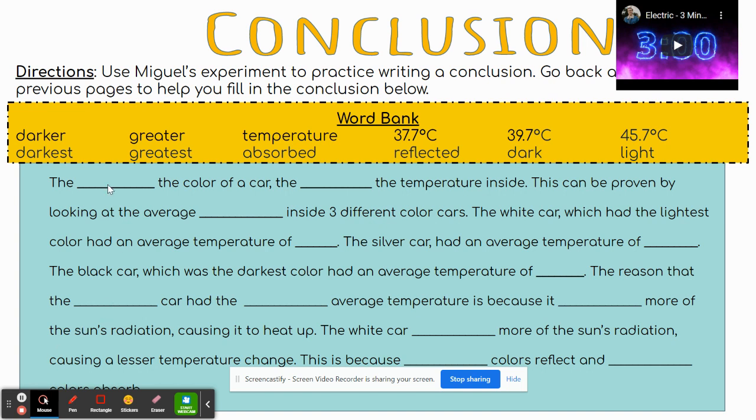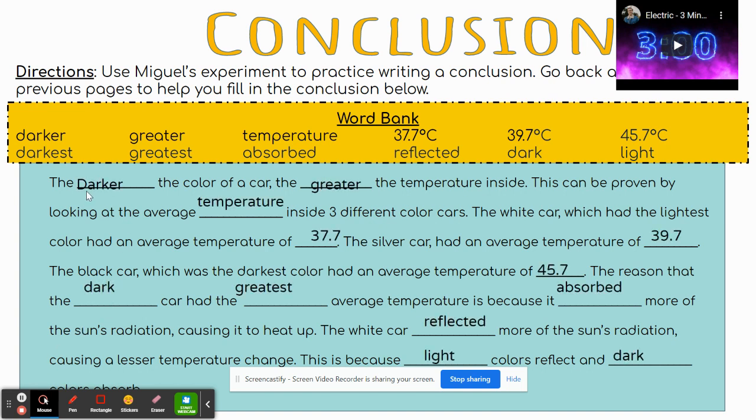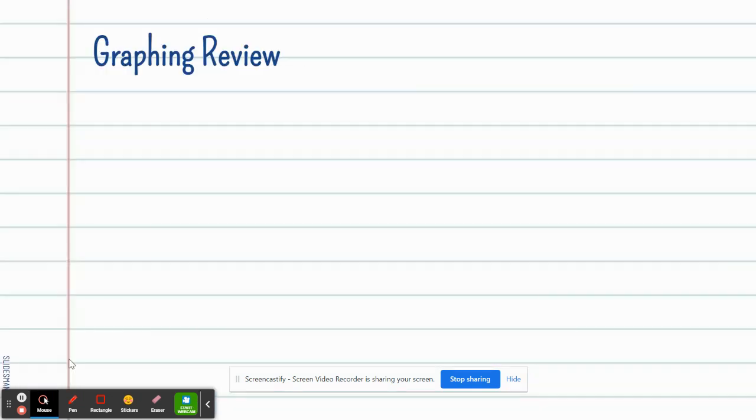Then the conclusion for this one, you can check your answers here. The darker the color, the greater the temperature. You're looking at average temperature inside of 3 colors. The white car was 37.7, silver was 39.7, and the black was 45.7. The dark car had the greatest temperature because it absorbed more heat. The white car reflected more, and this is because light colors reflect and dark colors absorb.